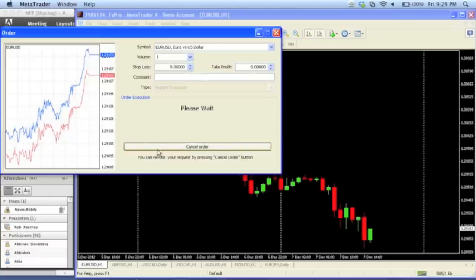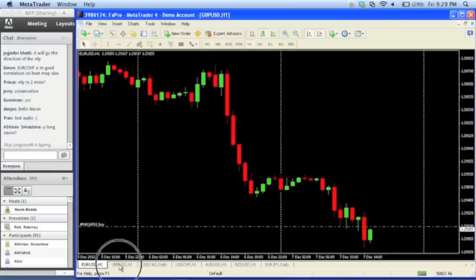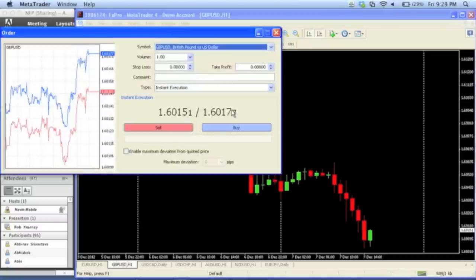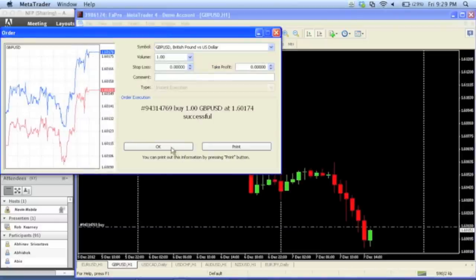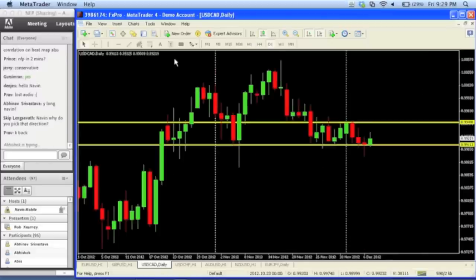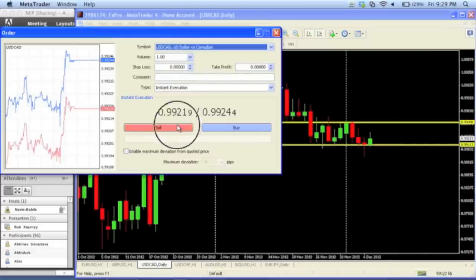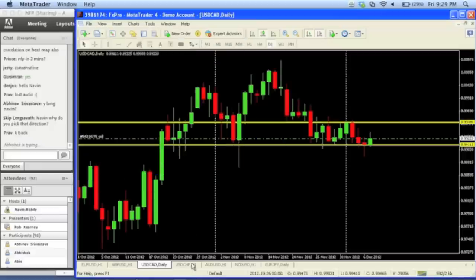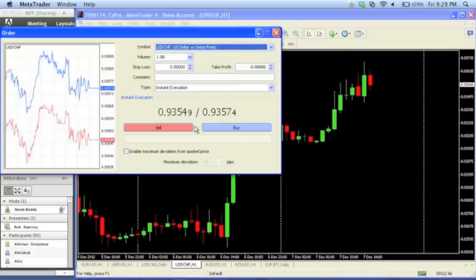I'm going to go long on all my pairs. I'm going long on, okay, this is not going to execute for me on time. All right, long on pound. I'm going with the scenario that the markets respect Aussie dollar and New Zealand dollar. I'm going short on CAD and Swiss franc as they are correlating.